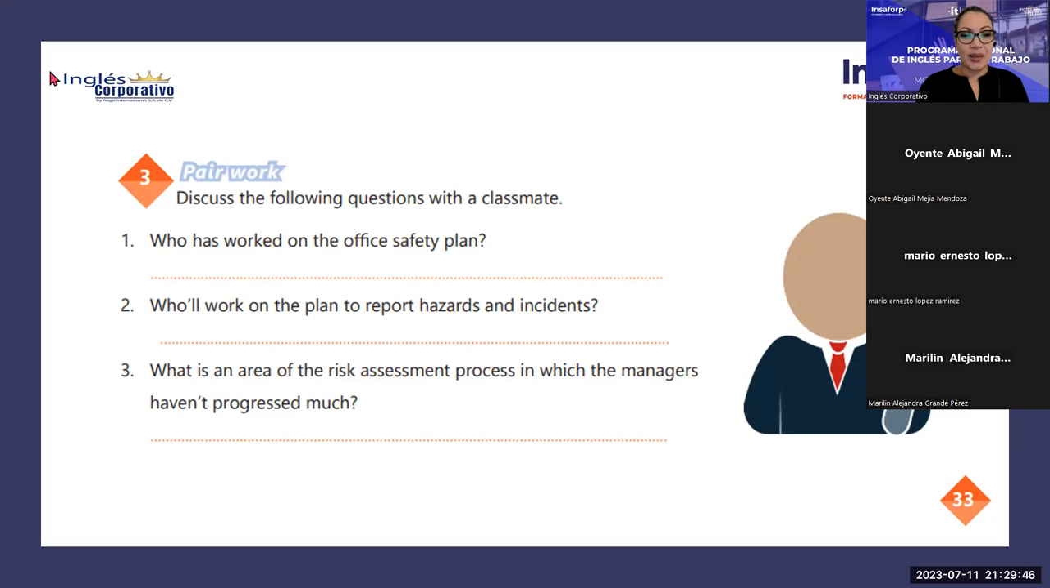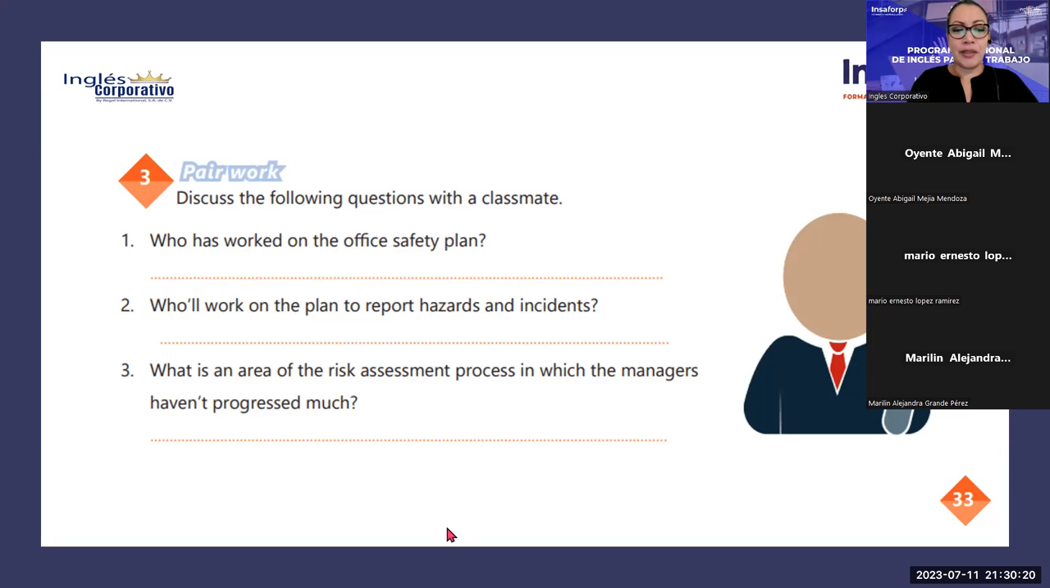Now, number three. What is an area of the risk assessment process in which the managers haven't progressed much? Controlling risk. Controlling risk. Excellent. Thank you so much for your answers.